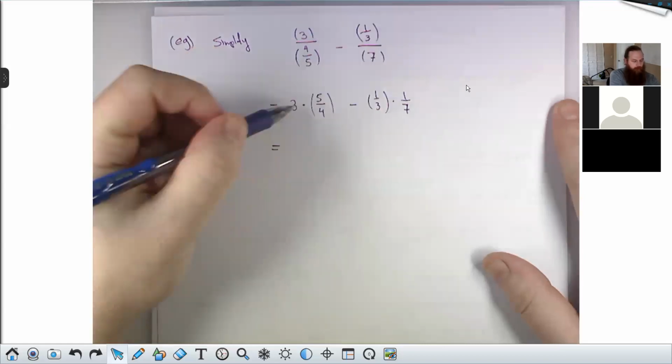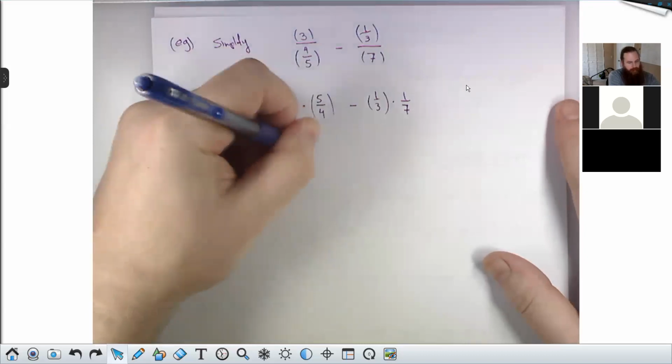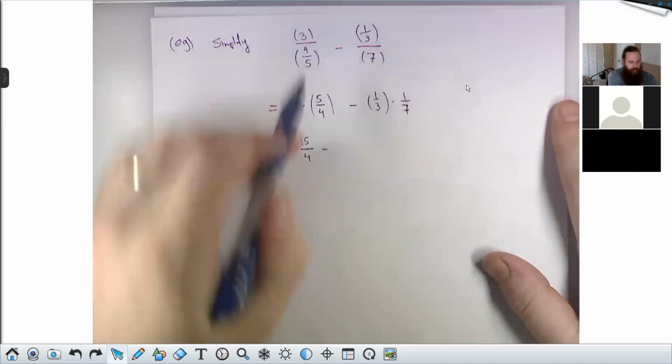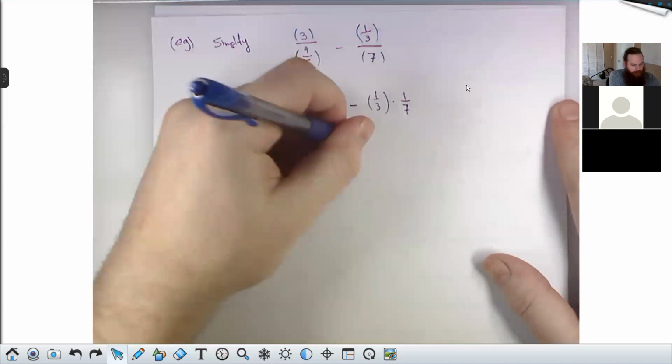So 3 times 5, that's 15 fourths minus, again, here, I'll multiply straight across. I'm following the order of operations doing the multiplication before the subtraction. So 1 times 1 over 3 times 7, that's 21.